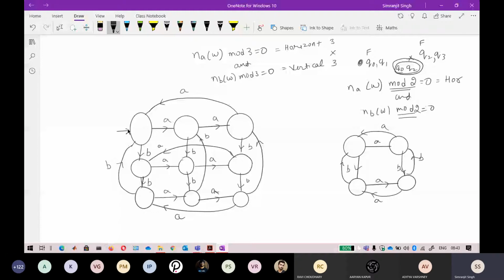Now see, till here I have seen zero number of A's and zero number of B's. I am writing like this. This part denotes the number of A's and this part denotes the number of B's. So till here I have seen zero number of A's and zero number of B's. Now after going forward, I have seen one A and zero B's. In the similar way, I have seen two A's and zero B's.